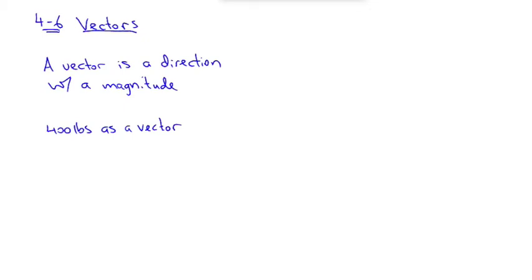So if you have a 400-pound weight, in vector language, here's your 400-pound weight. Which way would the vector go? Straight down, because gravity is trying to pull it down. So your 400-pound weight would look something like this, if you were holding it up in the air. So this would be 400 pounds.